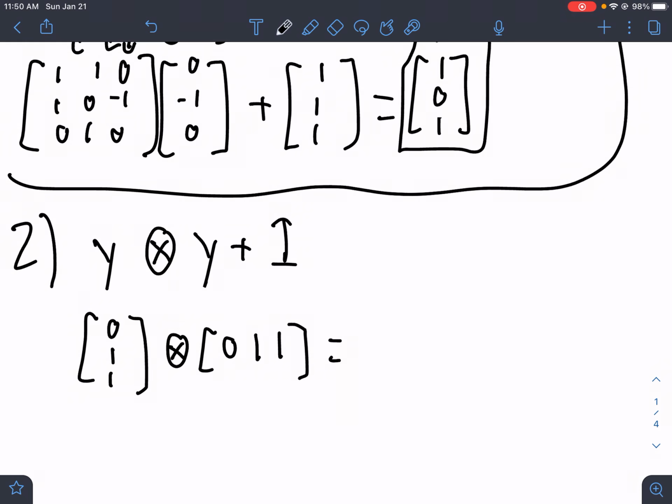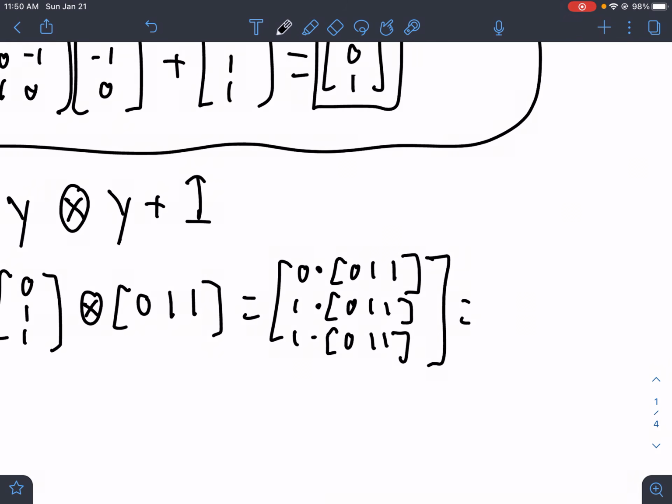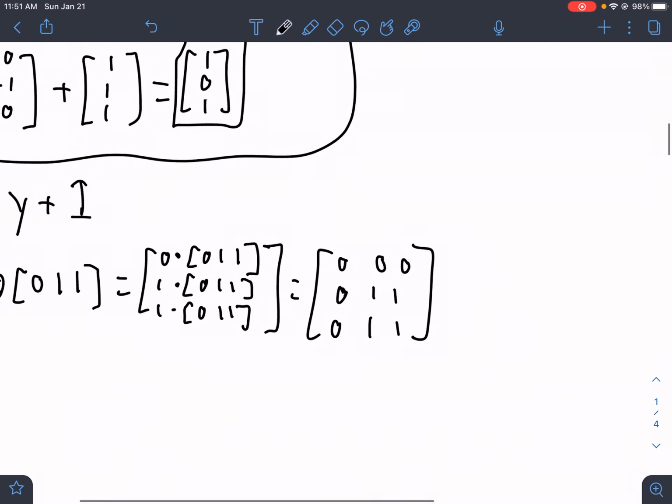So this is going to equal 0 times 0, 1, 1, 1 times 1, 1 times. So the second matrix is multiplied by every entry in the first matrix in the outer product. This is going to give us, I believe, 0, 0, 0, 0, 1, 1, 0, 1, 1. Cool. Now we need to add the identity matrix.